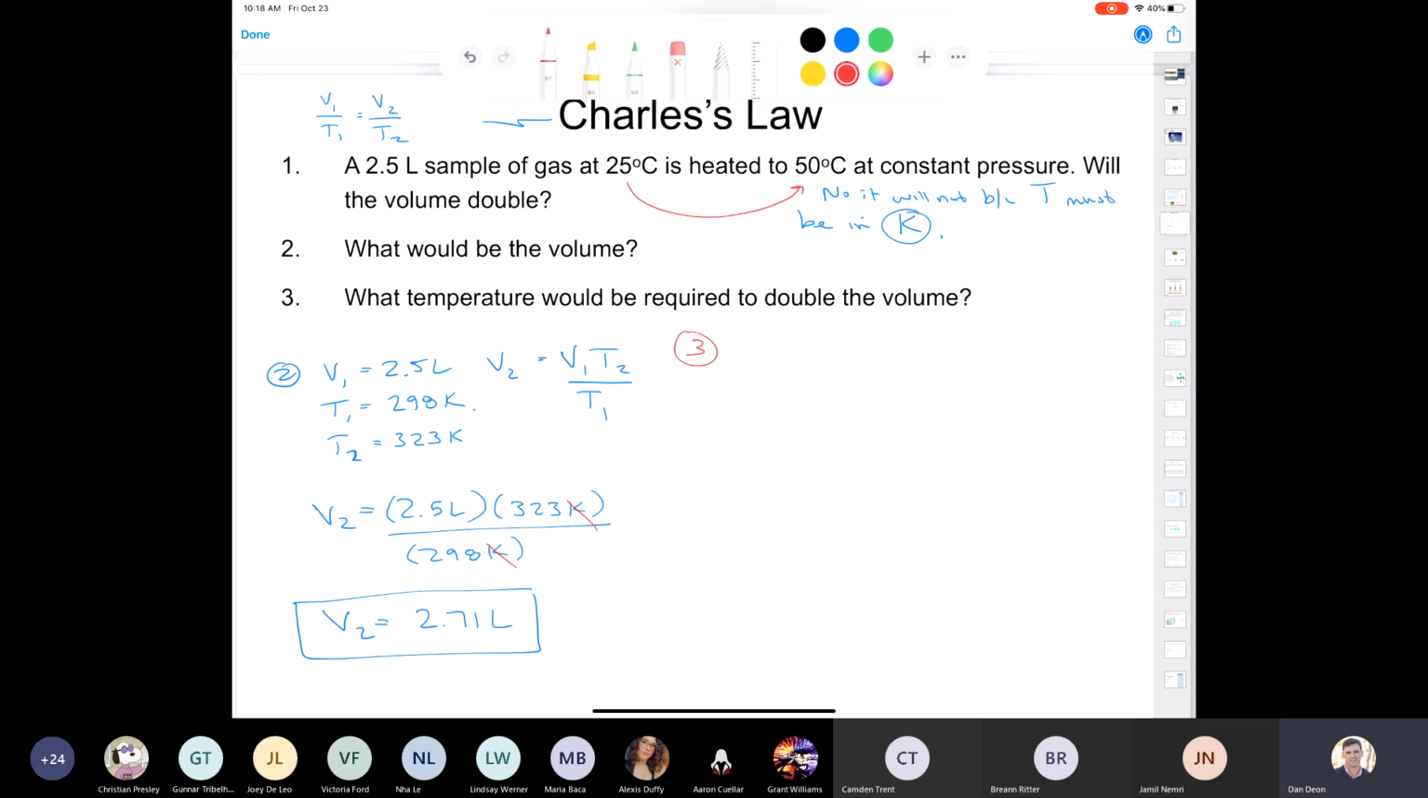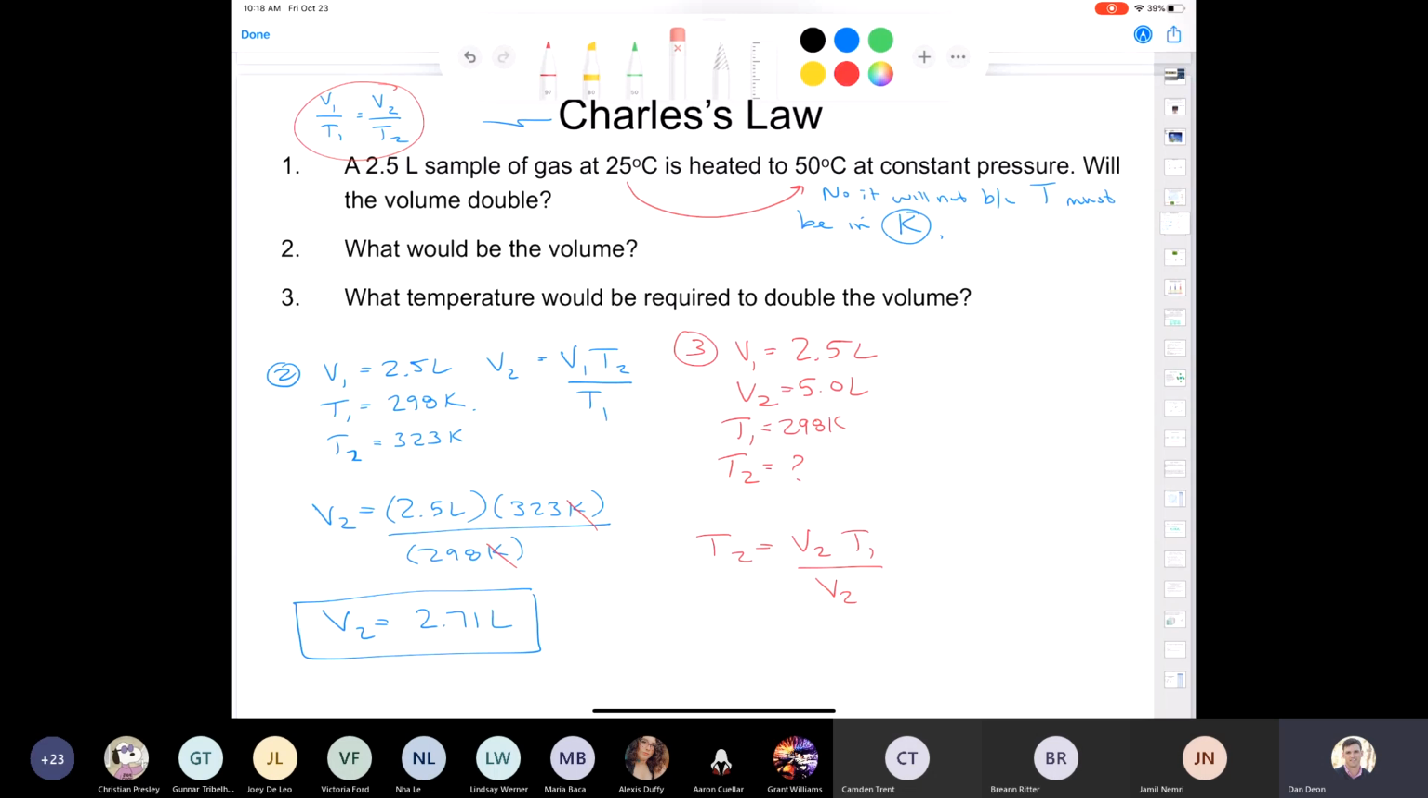If I want to double the volume, my initial volume is 2.5 liters. What's 2 times 2.5? I want my V2 to be 5.0 liters. My T1 is equal to 298 Kelvin, and I want to figure out what my T2 is. I can rearrange this formula and solve for T2. T2 is going to be equal to V2 times T1 divided by V1. We'll put in some numbers.